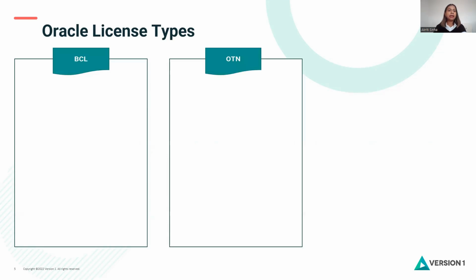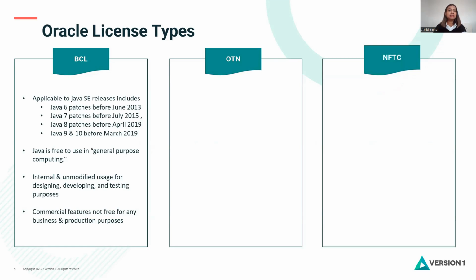So let's discuss the three license types, which we have briefly touched on previously: BCL, OTN, and NFTC. BCL is applicable to the Java SE versions given on this slide here. So if you have downloaded an older version of Java before under BCL, that would still be valid. However, Oracle strongly recommends updating to the latest version of Java, as the older version might not have all the bug fixes and security updates.